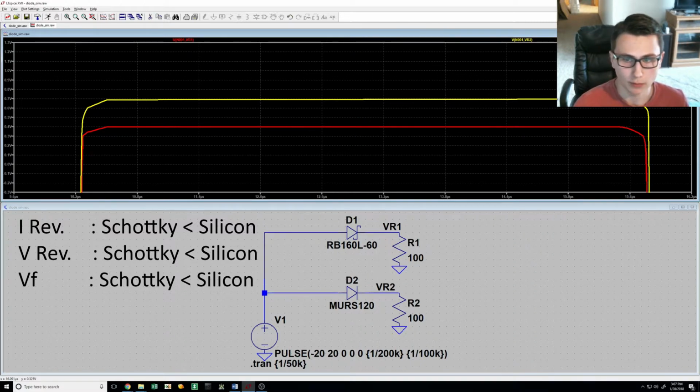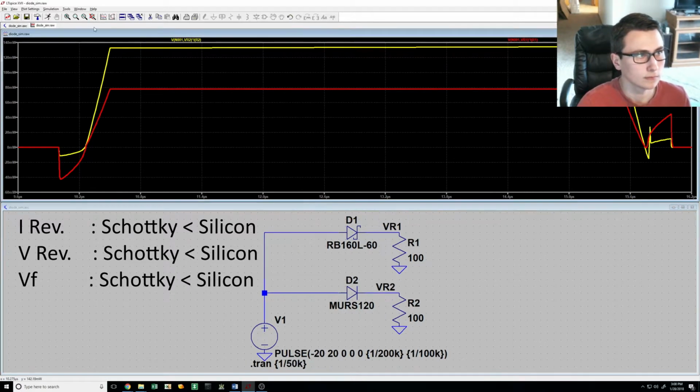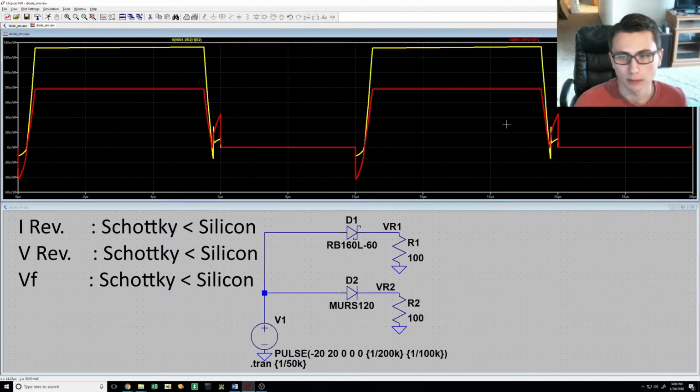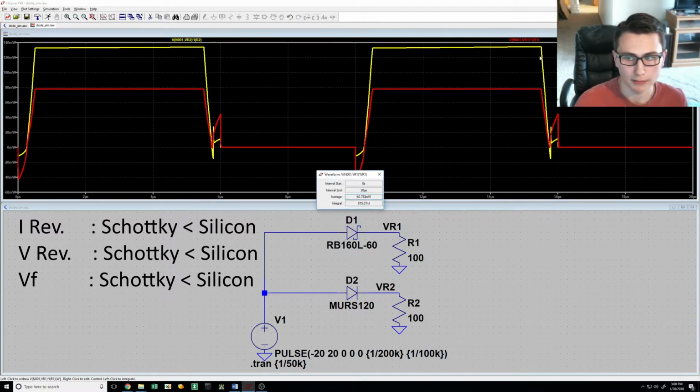By multiplying these forward voltages with the currents passing through them, we can take a look at what this means for the power dissipated by the diodes. By holding Control and clicking on the trace name, the average power dissipated by the Schottky diode can be seen as 40.7 milliwatts. The same calculation for the silicon diode shows an average power of 69.7 milliwatts.